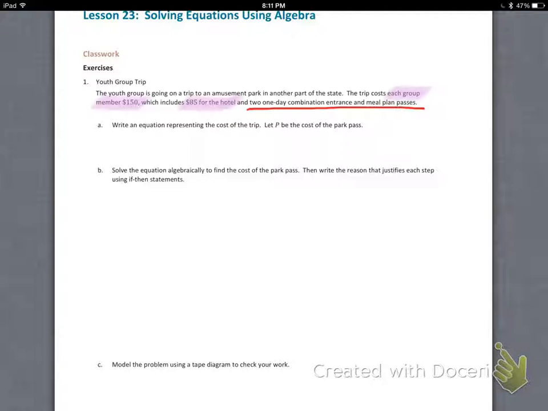A is going to ask you to write an equation representing the cost of the trip. So this is what our equation is going to represent. Now P is our unknown, as we had mentioned, which is the cost of the park pass. We know each member is going to pay $150, and $85 is going to be their hotel. So we have to write an equation, so we're keeping it simple at this point.